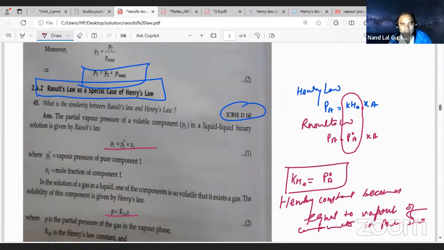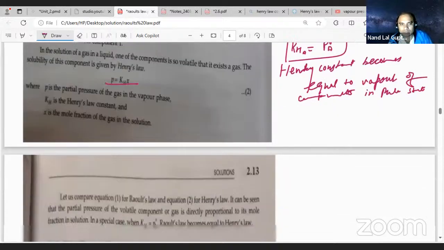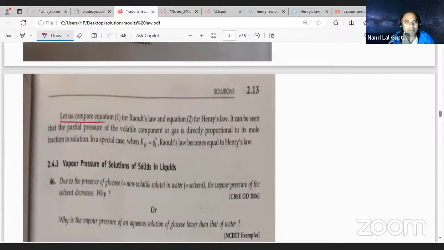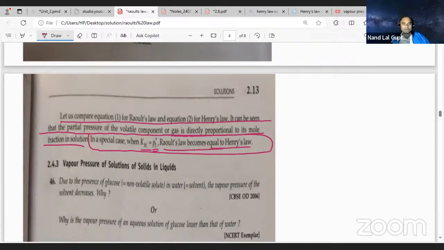So both, you read here what they are saying. Let us compare equation 1, Raoult's law, and equation 2, Henry's law. It can be seen that the partial pressure of a volatile component or gas is directly proportional to its mole fraction in solution. In the special case when K H becomes equal to P1 naught, Raoult's law becomes Henry's law, if you put K H equal to P1 naught. Are you getting this?